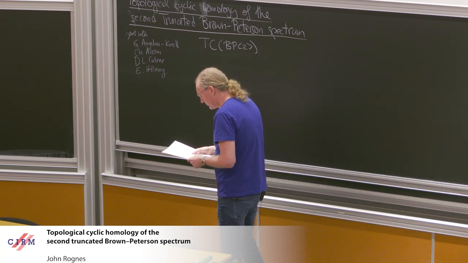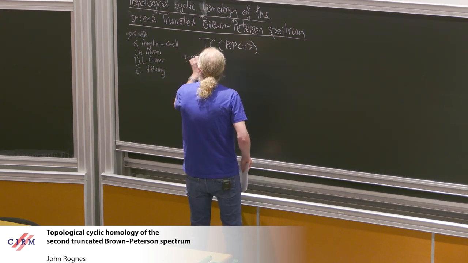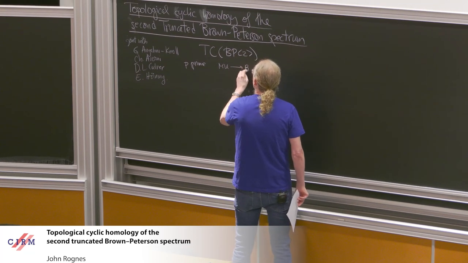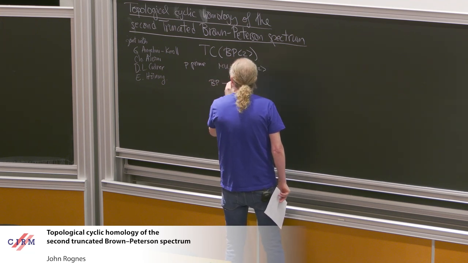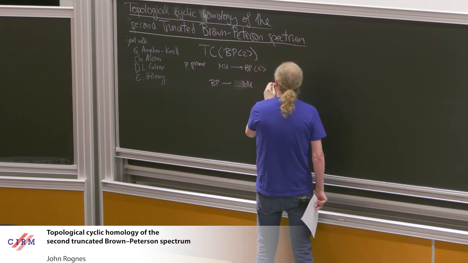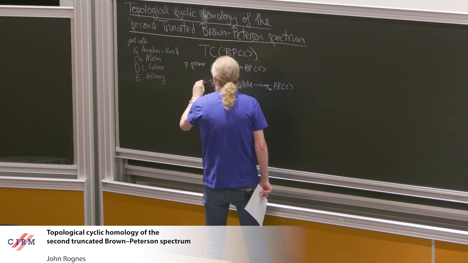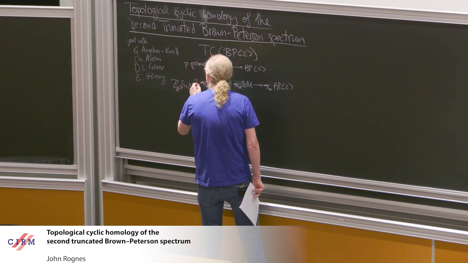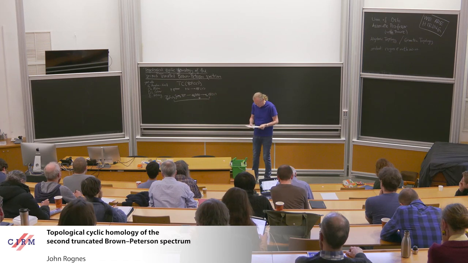Let me try to explain this main result first and then set it in a context. So if p is a prime, then by the second truncated Brown-Peterson spectrum, we mean a complex-orientable spectrum, BP⟨2⟩, so that if you look at the map from MU to BP⟨2⟩ and look at what happens in homotopy, then this subring generated by v1 and v2, this composite should be an isomorphism. That's the form of BP⟨2⟩ that we're going to talk about.